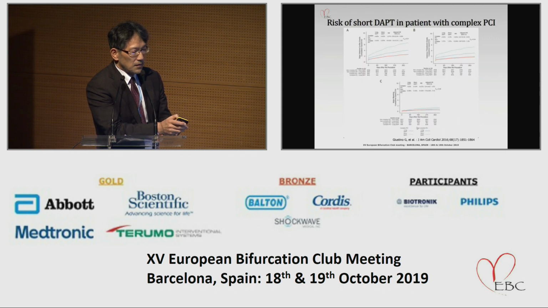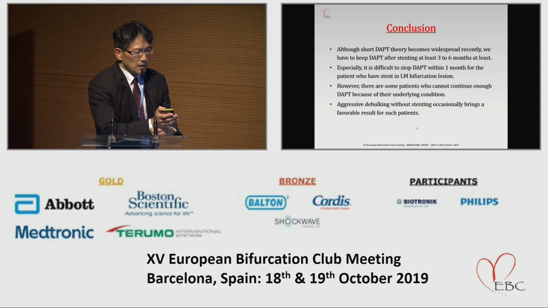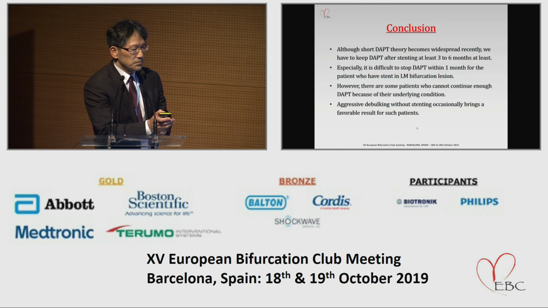As you know, there is some report about the risk of short DAPT in patients with complex PCI. Recently, we have to keep the DAPT after stenting at least 3 months to 6 months. But especially it is difficult to stop the DAPT within 1 month for the patient who had the stent in the left main bifurcation region.